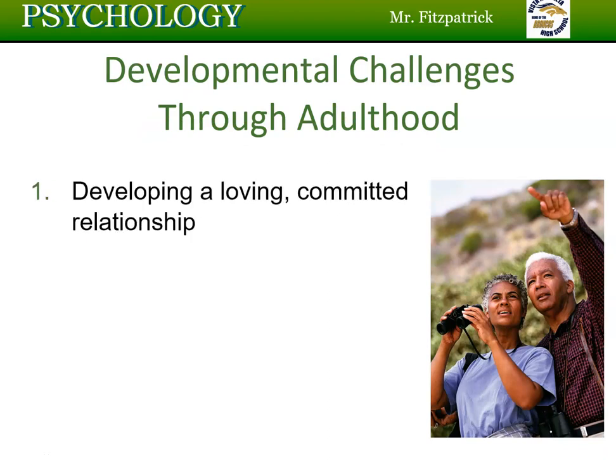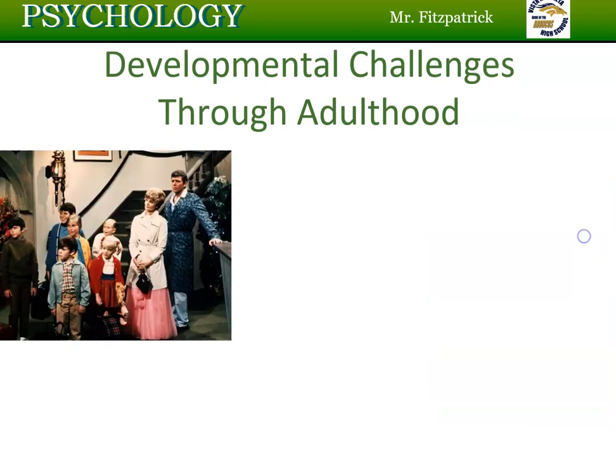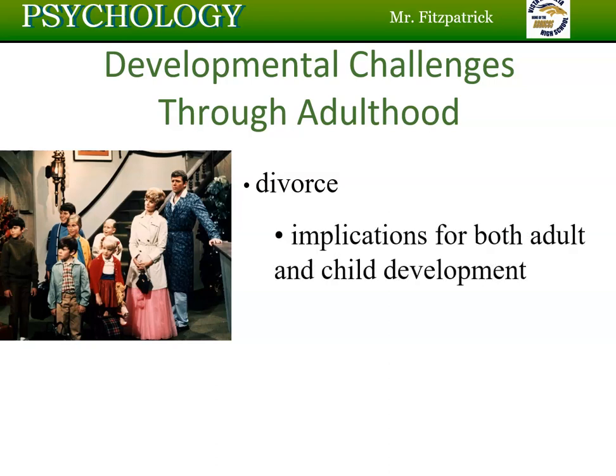Developmental challenges through adulthood. One is developing a loving and committed relationship. The other is finding rewarding work and a satisfying retirement. And lastly, coping with death and dying. One impact on development is divorce. Half of the U.S. marriages end in divorce. That has very serious implications for both the adult and the child. Both the spouses experience emotional and practical difficulties, and so they're at a higher risk for depression and physical health problems.